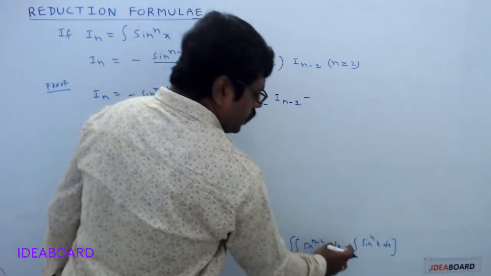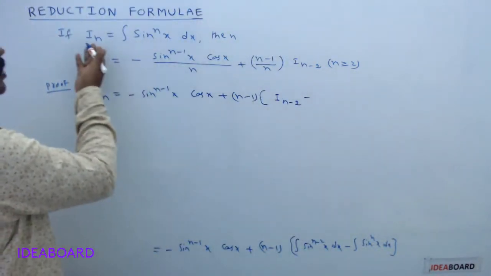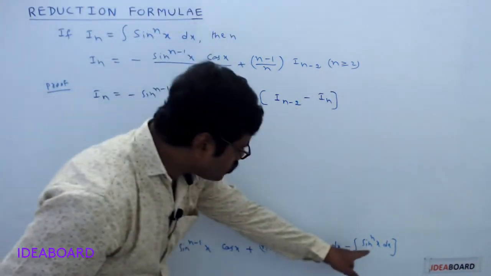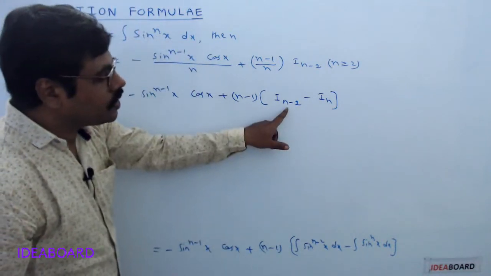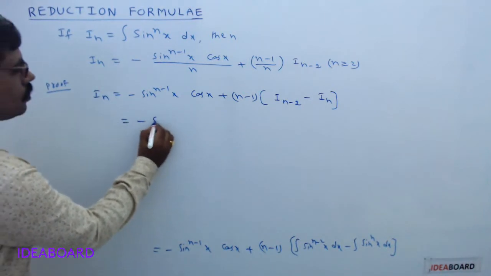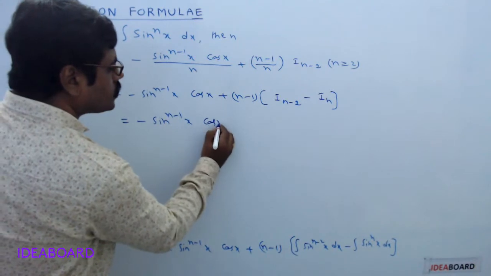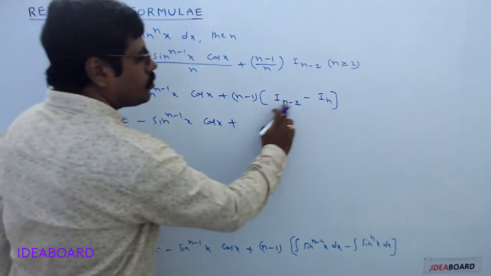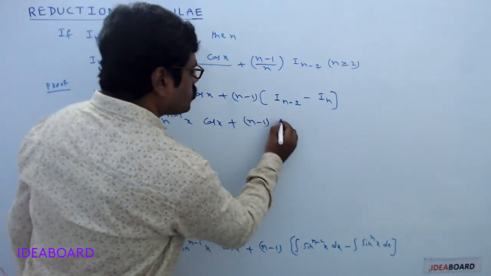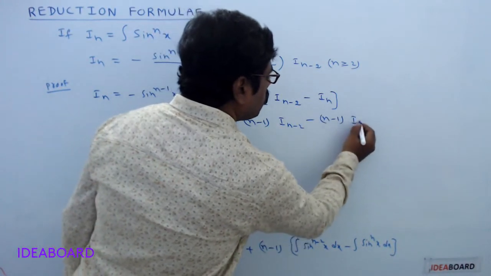minus the integral of sin^n x dx, that is your given function I_n. So this expression can be taken as I_(n-2) minus I_n. So this equals minus sin^(n-1)x cos x plus, multiplying these two terms with (n-1), (n-1) into I_(n-2) minus (n-1) into I_n.